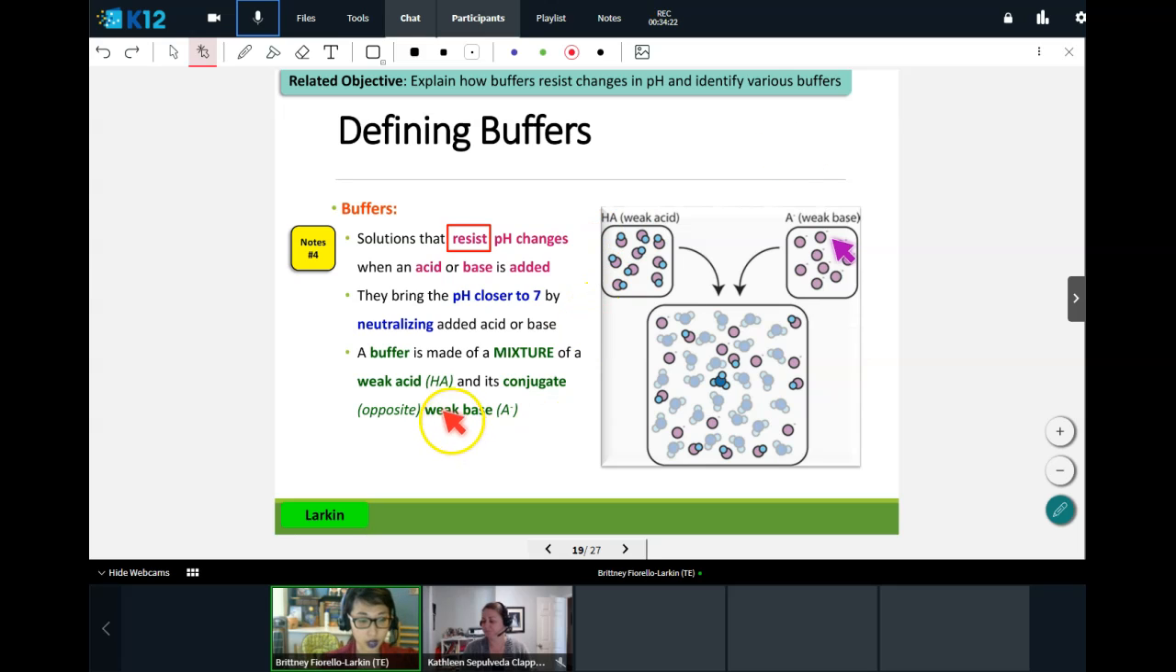The reason buffers are so special is because they're made up of a mixture of both a weak acid, which we're going to represent here as HA. The H is the acidic part, and the A is just a representation of any weak acid. It's not a real chemical. A is just a pretend chemical there. And it's a mixture of the weak acid with its conjugate weak base. This weak base has lost its H+, and so now we're just left with A minus. So it's got both the weak acid and the weak base, and we'll talk about why this works so well in just a moment.